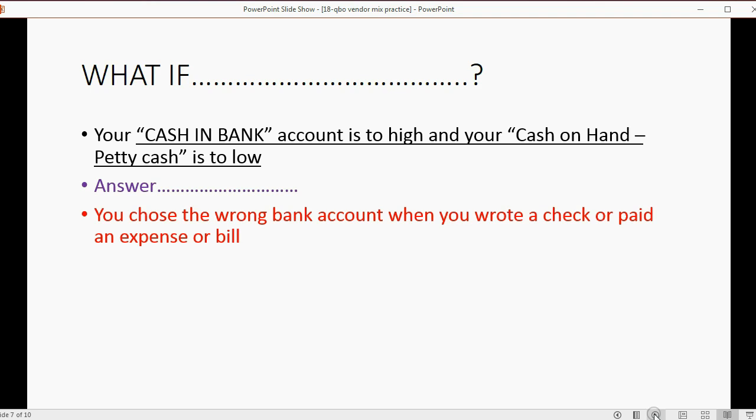Of course, the opposite is also true. If your cash in bank was too low and your cash on hand petty cash was too high, that means you recorded a petty cash expenditure from the cash and bank account, and that's a mistake that you would have to go and fix using the techniques that we learned.